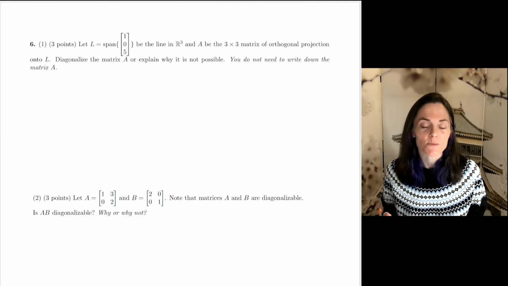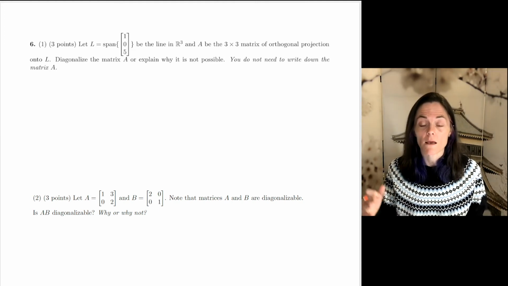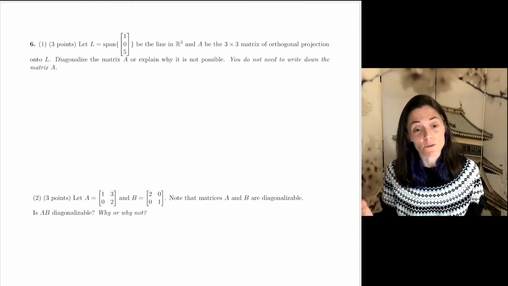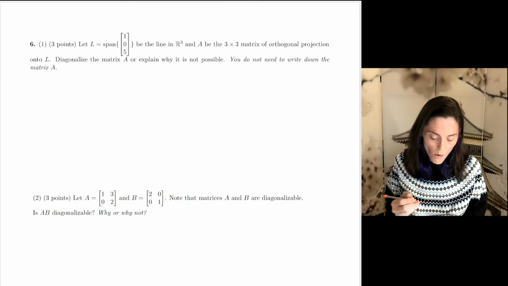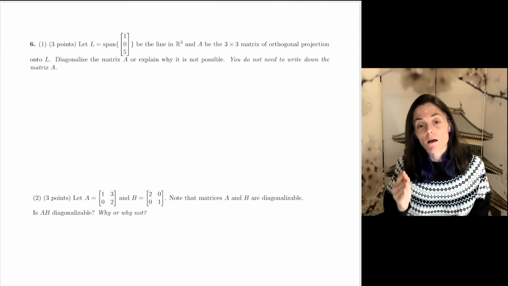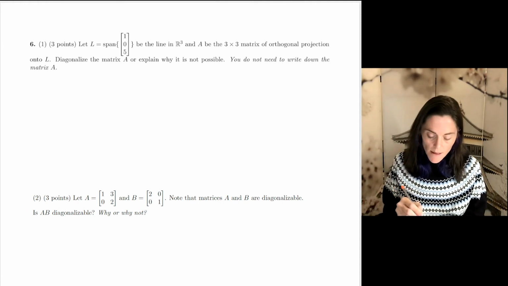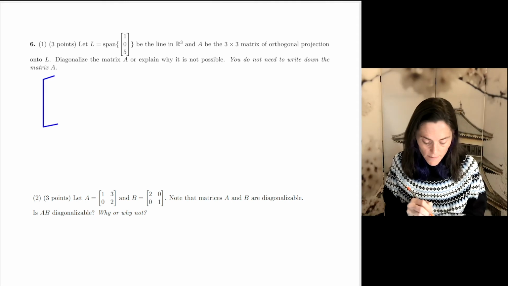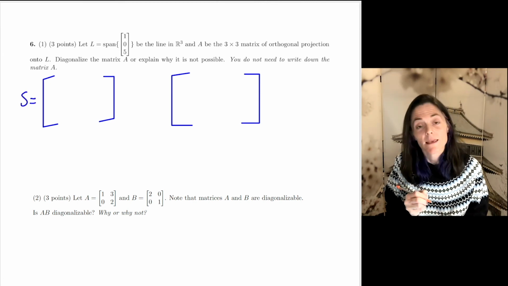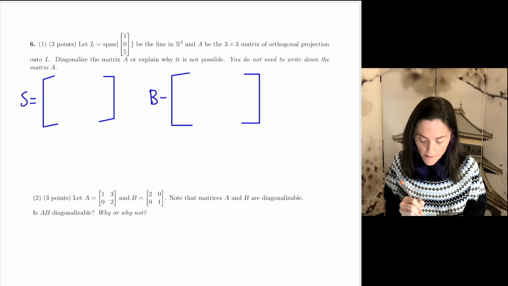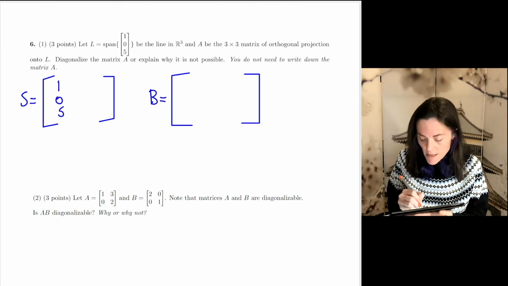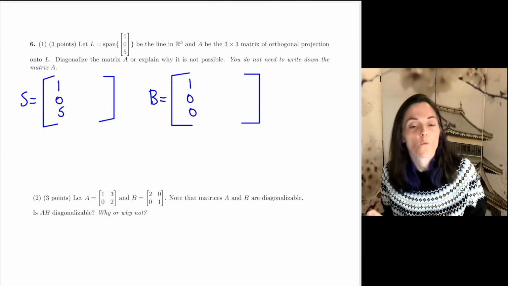The first part of 6, we're given the span of a line in R3 and the 3 by 3 matrix of projection. We don't need to write down the matrix, we just need to diagonalize it. So what do we know? Well, we really have to think about this geometric action. Anything along the line is fixed by projection. So immediately, we'll start writing our S of eigenvectors, and maybe I'll call it B here, or D of eigenvalues. So this vector, 1, 0, 5, is an eigenvector with eigenvalue 1.